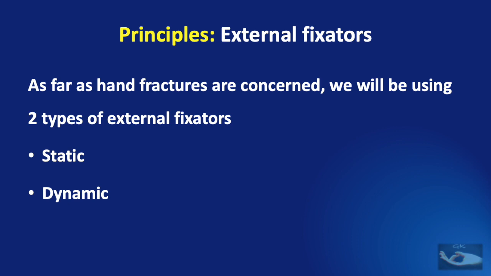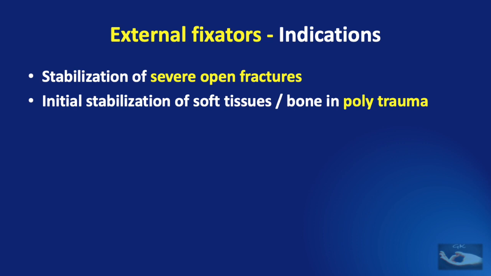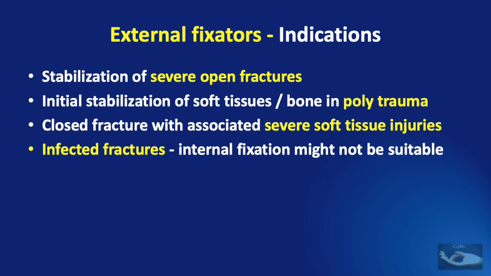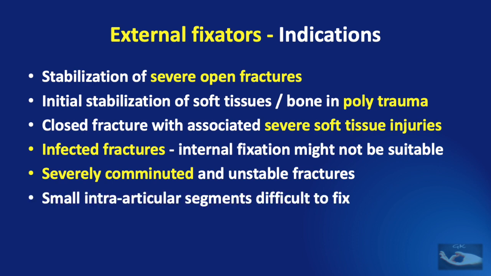As far as hand fractures are concerned, we will be using two types of external fixators: static and dynamic. The indications for the use of external fixators are for stabilization of severe open fractures, initial stabilization of soft tissues or bone in polytrauma, management of closed fracture with associated severe soft tissue injuries, infected fractures where internal fixation might not be suitable, in severely comminuted and unstable fractures, or fractures with small intra-articular segments which are difficult to fix.